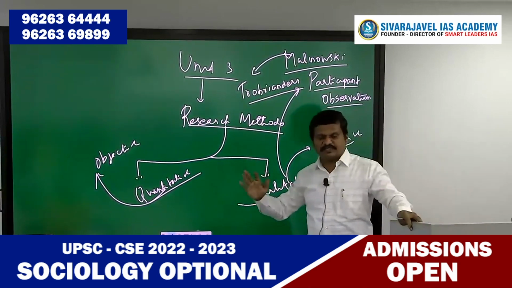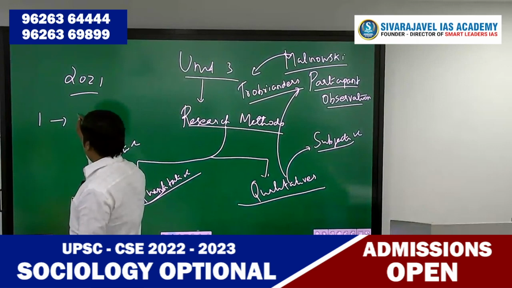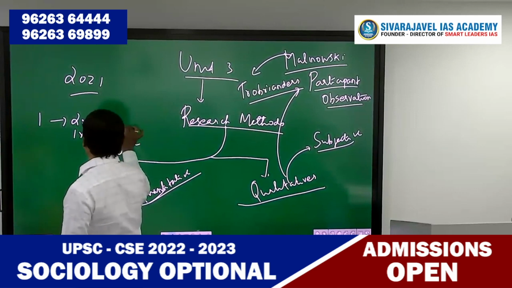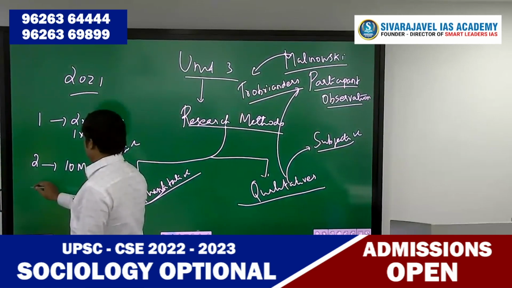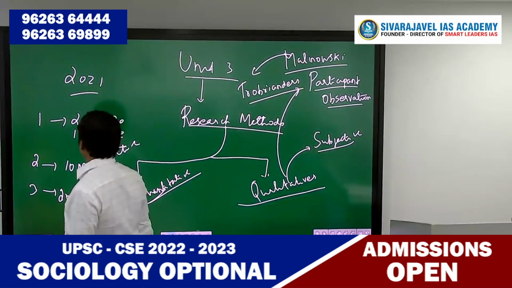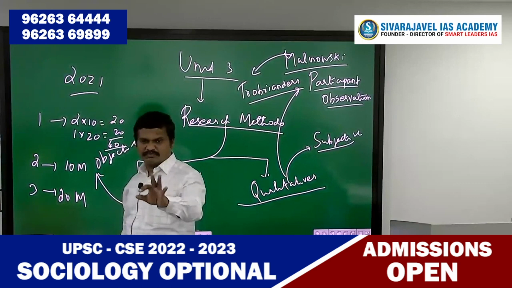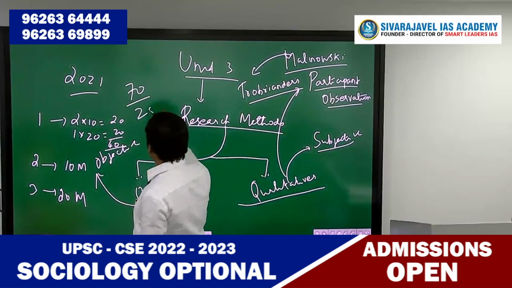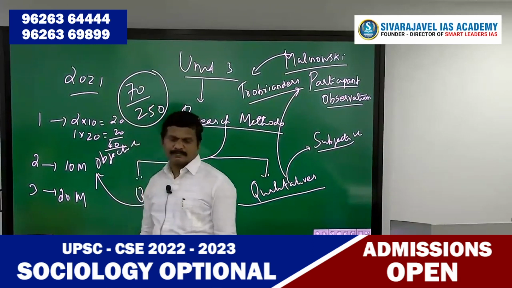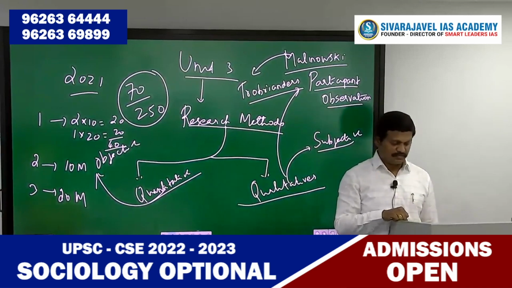In the 2021 paper, unit 1 had two 10 marker questions and one 20 marker question. So 20 plus 20, 40 marks came from the first unit. In the second unit, a 10 marker question came. In the third unit, a 20 marker question came. So 70 marks came in the 2021 Sociology Paper 1 from 3 units. 70 out of 250. Three units you have read, 70 marks you can attempt.